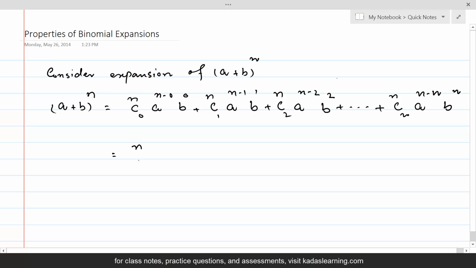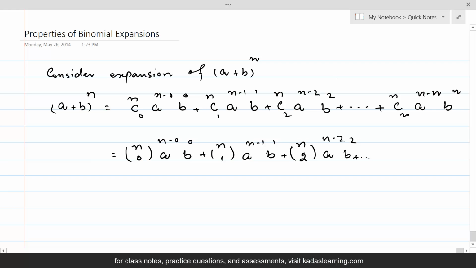These combinations are written like this: nC0 here, a power n minus 0 b power 0 plus nC1 a power n minus 1 b power 1 plus nC2 here and a power n minus 2 b power 2 plus so on plus nCn a power n minus n, which of course is 0, b power n.